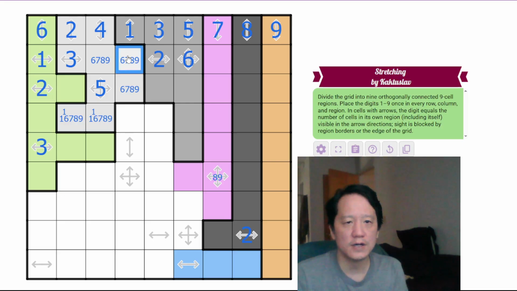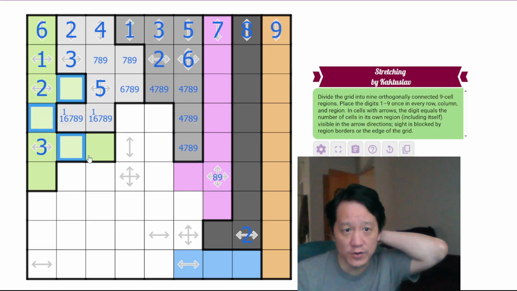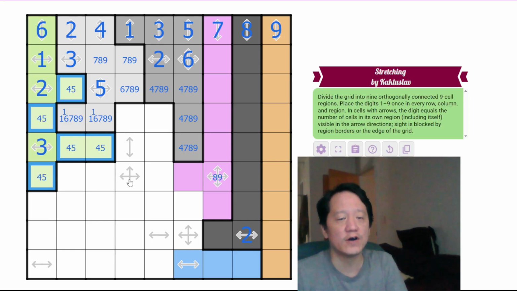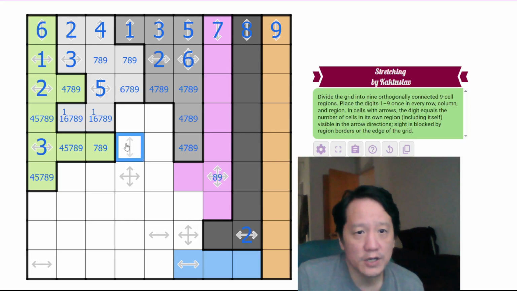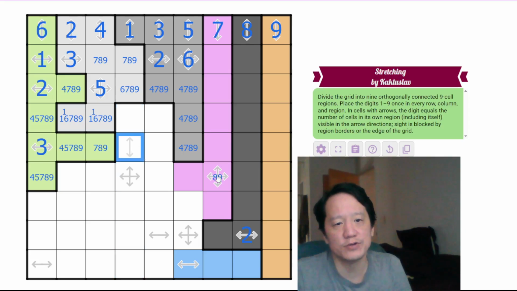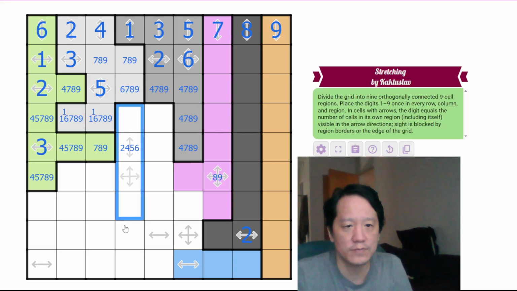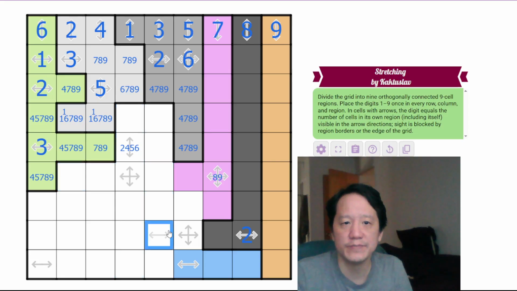No 6 here. Remaining digits of the medium region then are 4, 7, 8, 9. Remaining digits of the green region are 4, 5, 7, 8, 9. No 5 here, no 4, 5 there. This cell sees at most 6 this way, and it cannot be 1 or 3, so it's 2, 4, 5, or 6 there. This cell could see up to 9. We don't know.